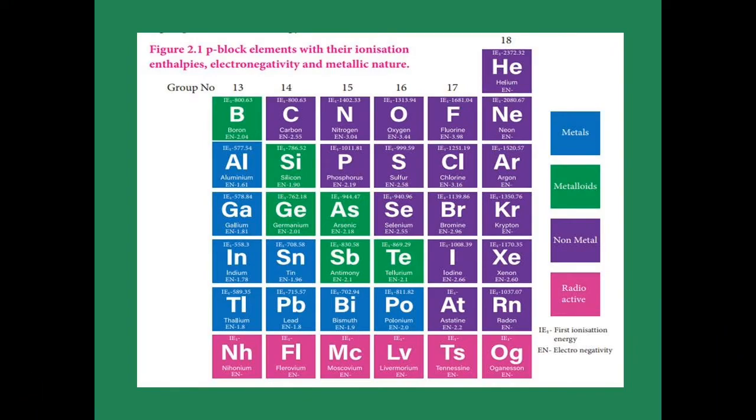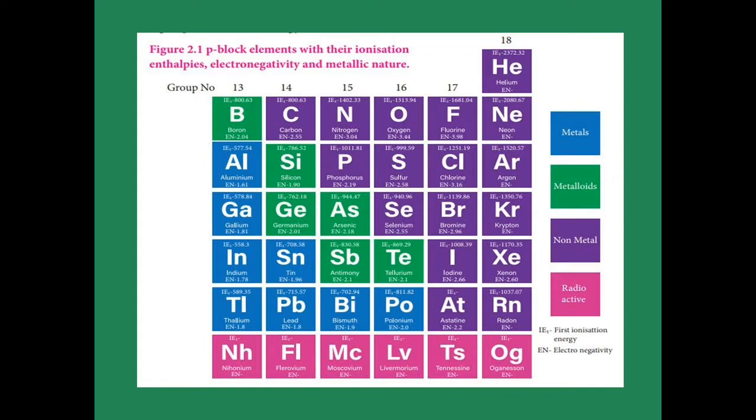Let's see the metallic character variation from this table. In the 13th group, boron is a metalloid. The green color shows that it is a metalloid. From aluminum to thallium, it is shown in blue color, that is metal. So group-wise, the metallic character increases.